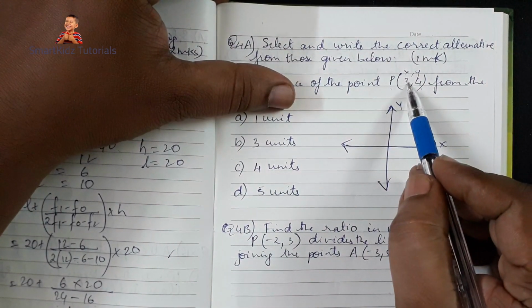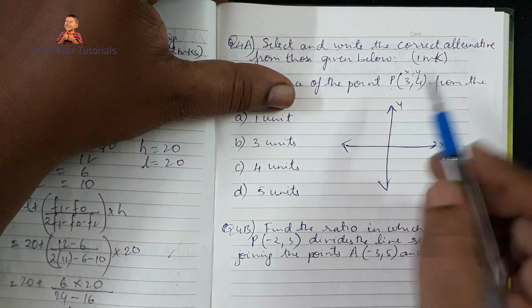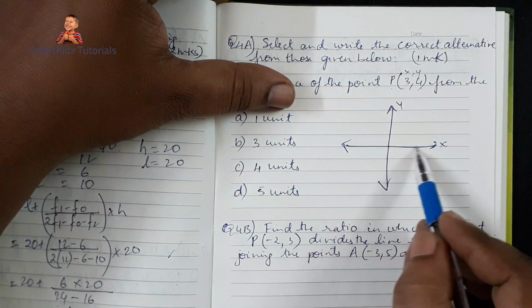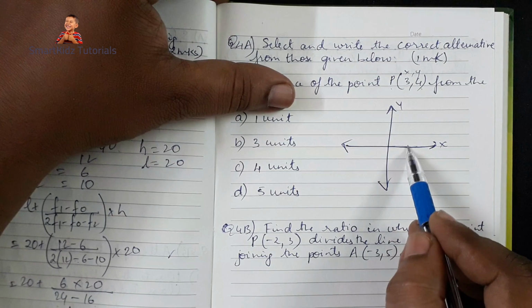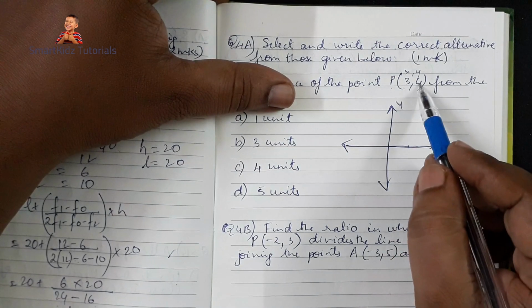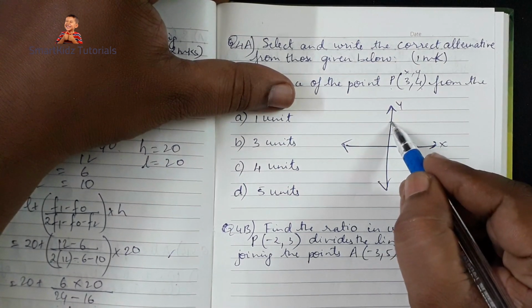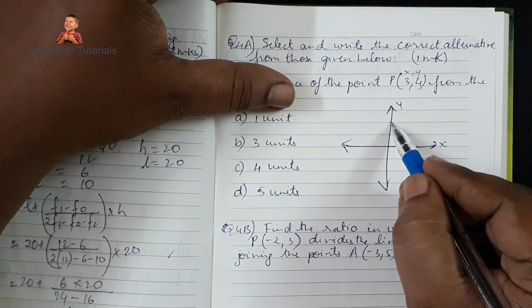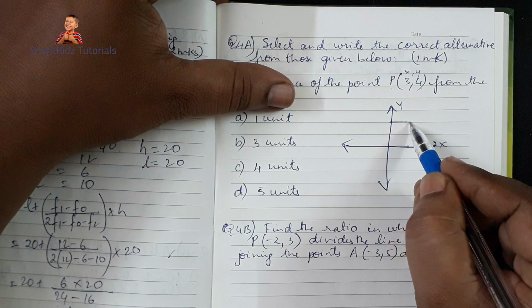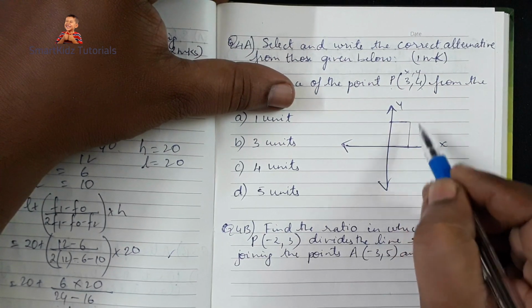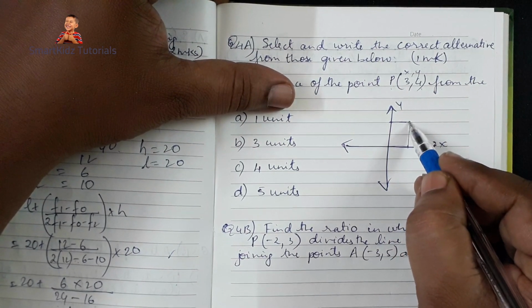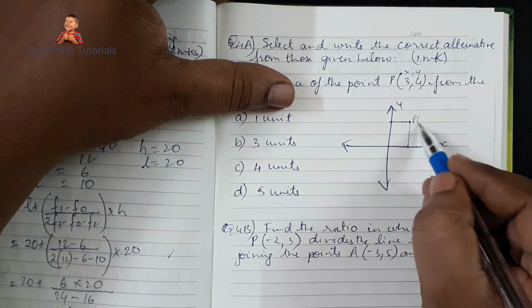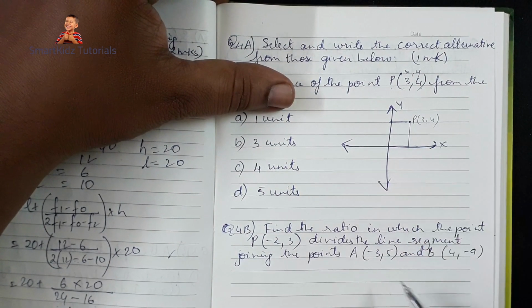On x-axis it is 3 units. So on x-axis it will be 3, somewhere over here. And on y-axis is 4, so maybe somewhere over here. So this point P will be at the intersection of these two, which will be somewhere over here. Okay, let's say it is here. This is P(3, 4).